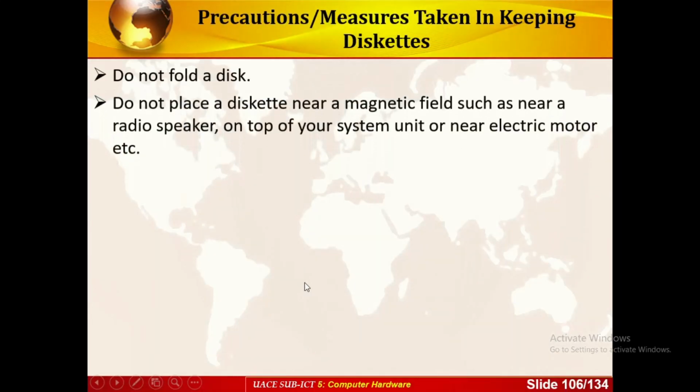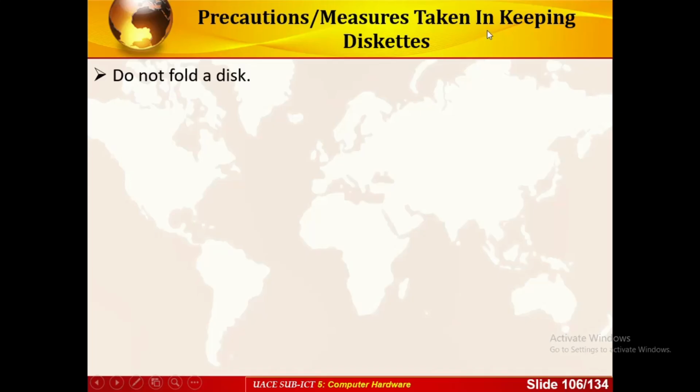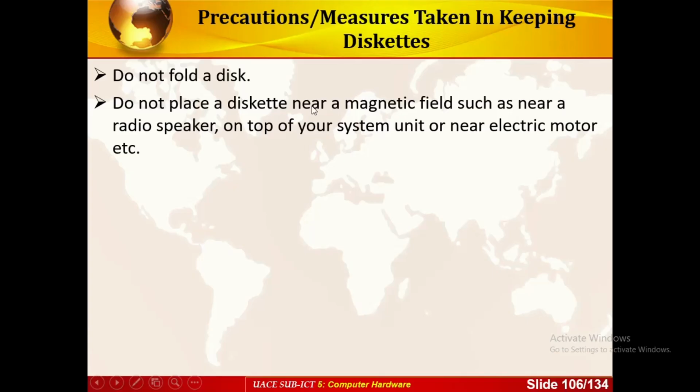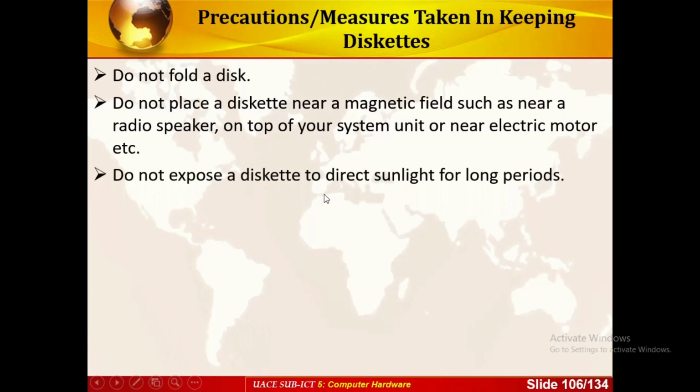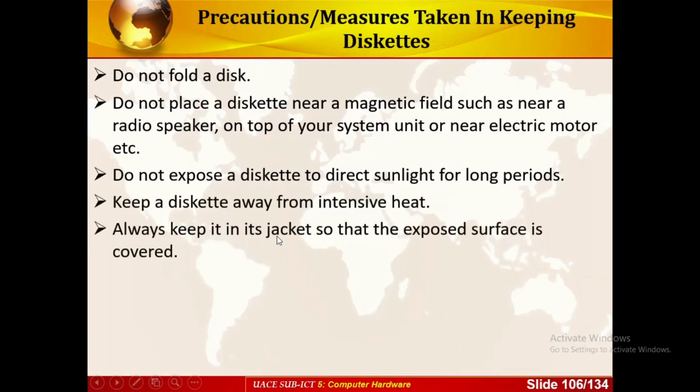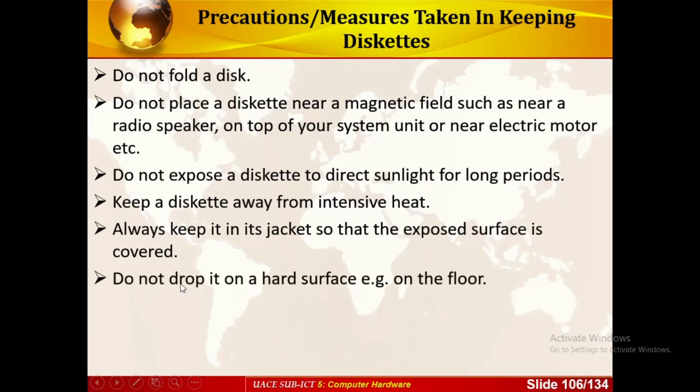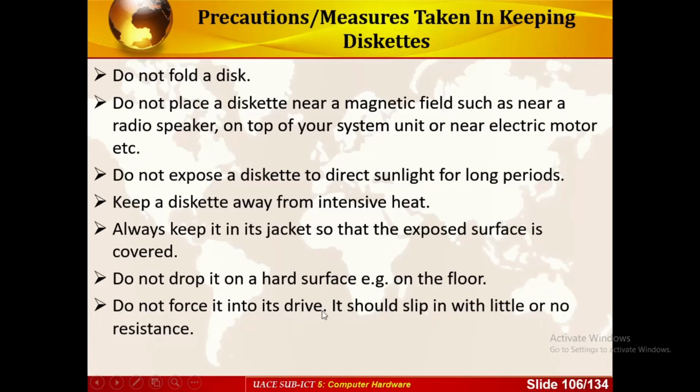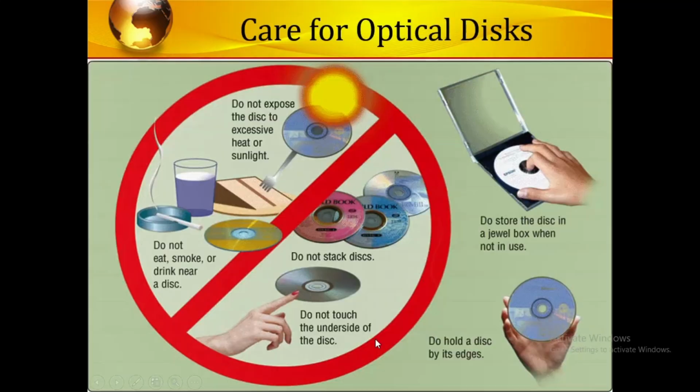Then we can also consider the precautions for keeping the diskette safe. One, don't fold it. Two, keep it away from magnetic fields, like radio speakers and the top of the system unit. Don't expose the diskette to direct sunlight. Keep it away from intense heat. Always keep it in its jacket. Don't drop it on a hard surface. Don't force it into its drive. It should slip in with little or no resistance. Don't write directly on it with a marker. That's how we can keep it safe.